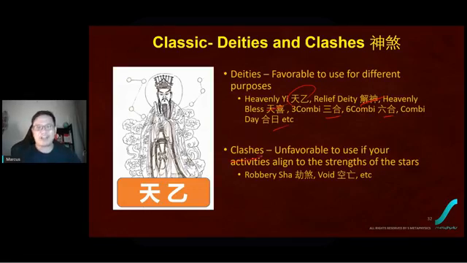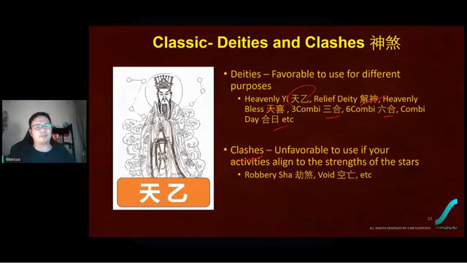But clashes are unfavorable ones. Jie Sha, Zai Sha, all these Kong Wang, all these stars are very unfavorable. So every day will have some favorable and unfavorable stars. The key thing is the one event that you want to have on that day. Either the good stars are there to support, or there are bad stars, but the bad stars do not directly affect it. For example, if you're talking about a wedding, it's more about couples, relationship, offspring, health. So it has nothing much to do with wealth.